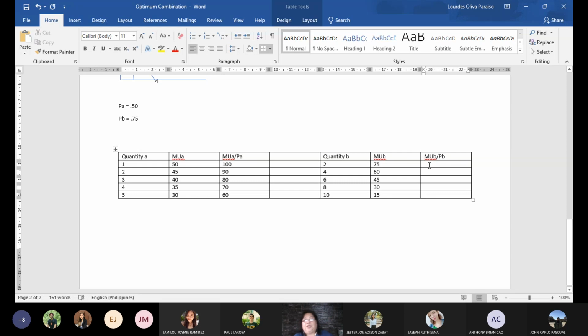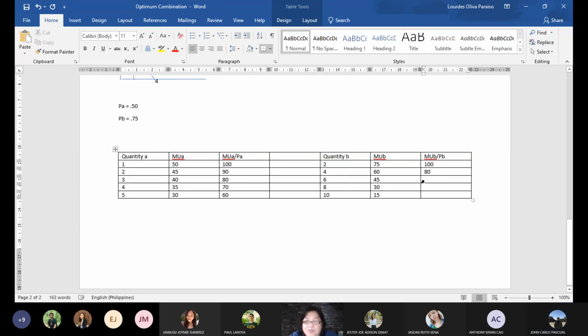Here now. So, you have 75 as your utils. Your satisfaction measurement is 75 divided by your price of B. So, you will have 100 and then you have 60 divided by 0.75. What do you get? 80, ma'am. 80?